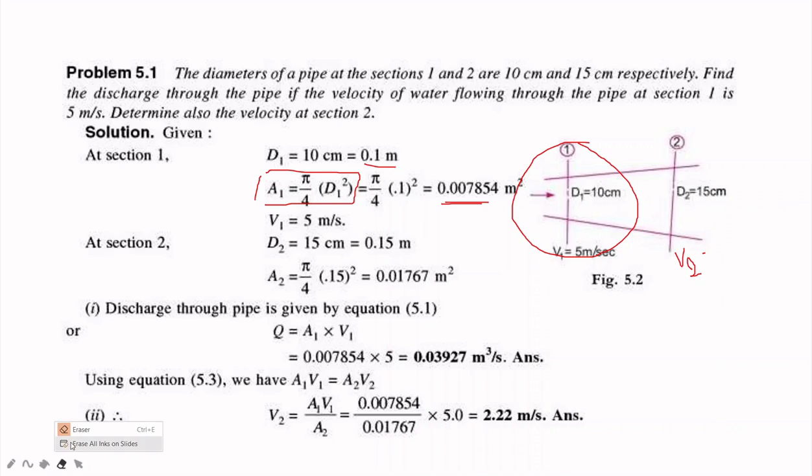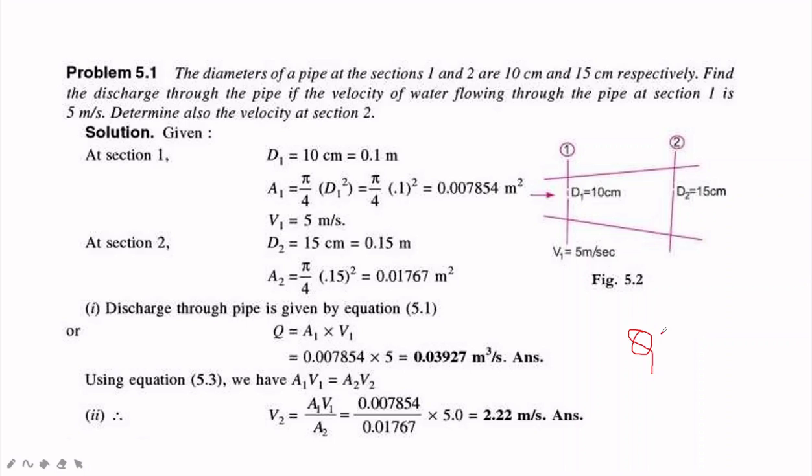Now we can find the discharge here, because we have all the values, that is, the discharge at section 1-1. What is that discharge? Q is equal to A1 into v1, right? A1 is 0.07854 and v1 is 5 meter per second. So we got the discharge as this. This is the discharge through that pipe.